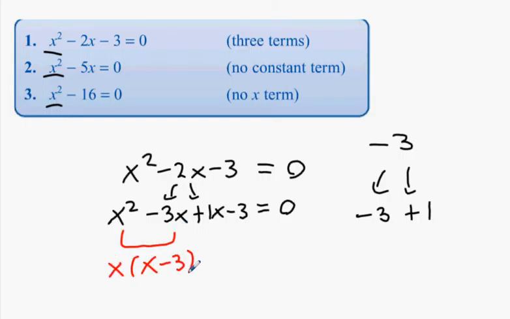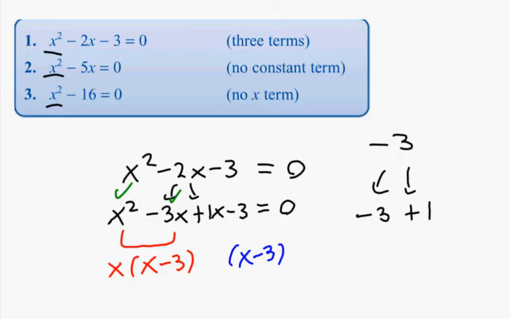x bracket x minus 3. Check it. What's x times x? What's x times 3? Minus 3. Correct so far, haven't I? What has to happen? It has to be the same bracket. So, what?